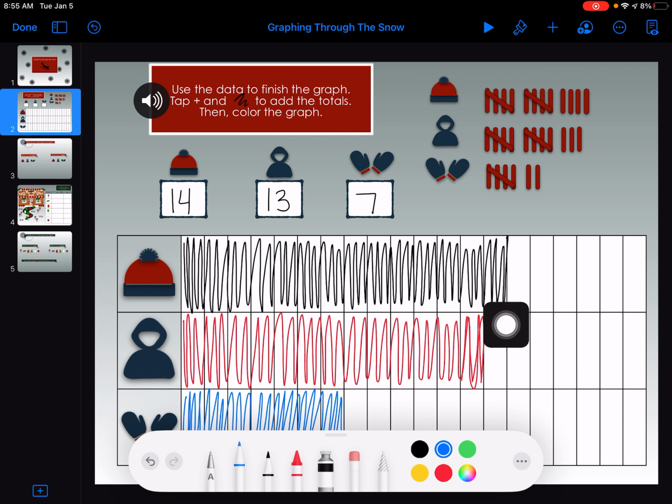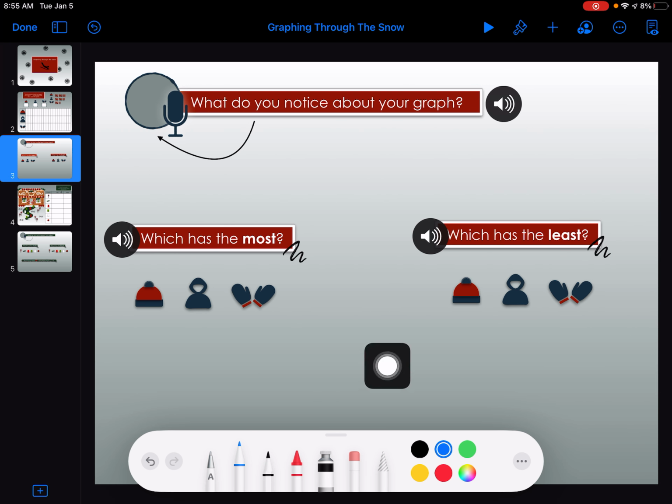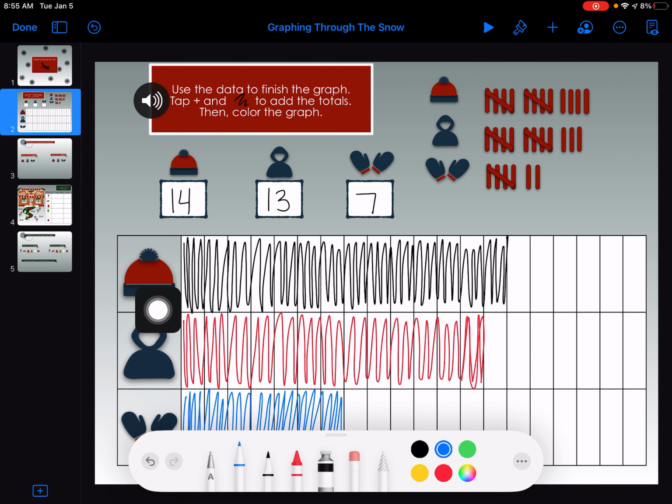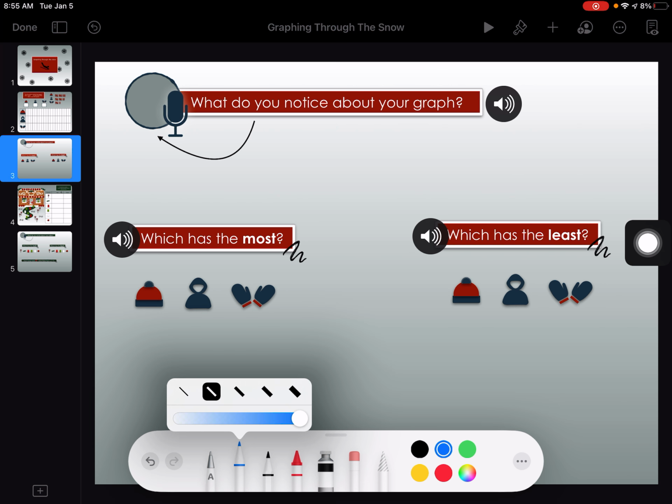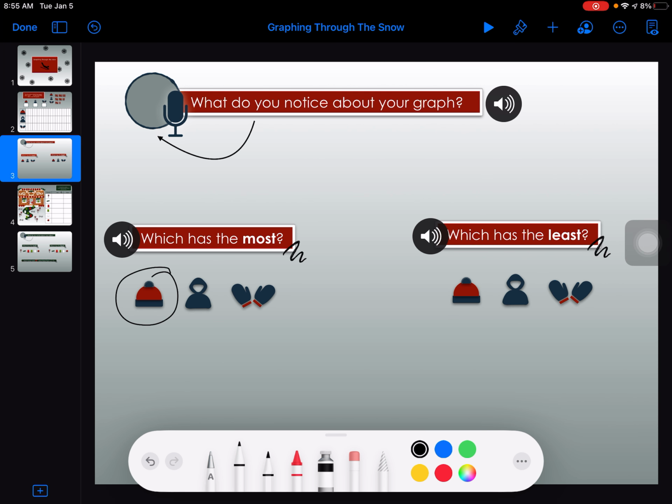Yeah, there's only one more box colored in for hats than there is for jackets, so that's pretty close. Great job. Which has the most? Oh, which out of hats, jackets, and mittens has the most? Well, we already noticed that there are the most boxes colored in for hats. And I know 14 is more than 13 and 7. So the hats is the most.